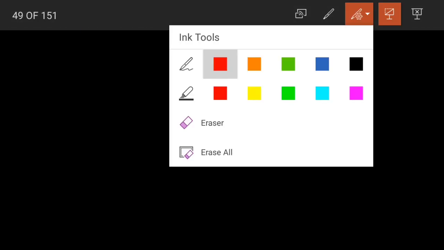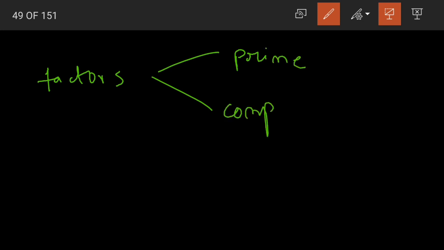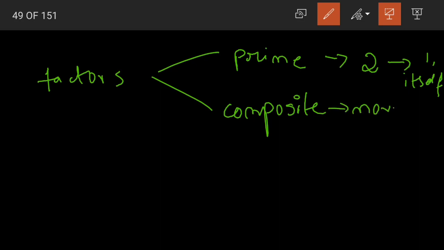Understood? So depending on the number of factors, we divide the numbers into two categories. What are they? Prime numbers and composite numbers. How many factors do prime numbers have, children? Prime numbers have only two factors, that are 1 and itself, and composite numbers have more than 2 factors.